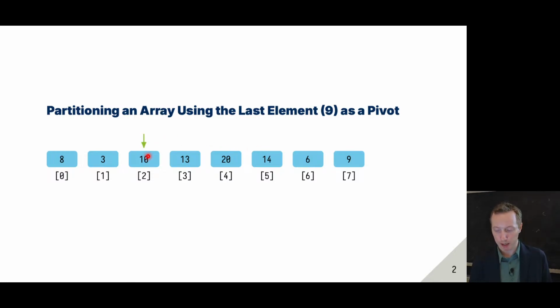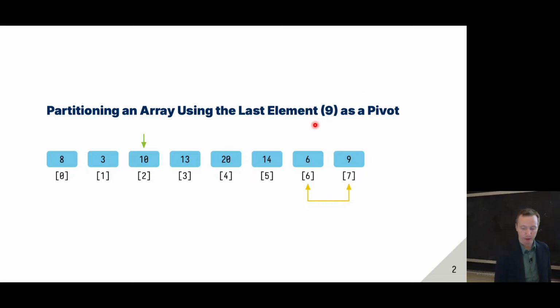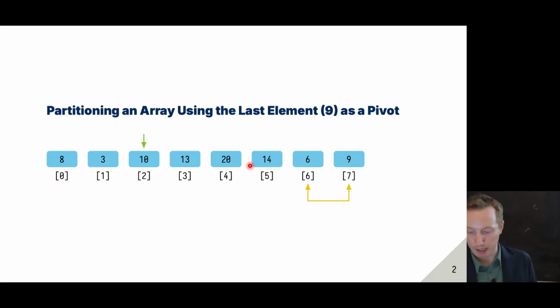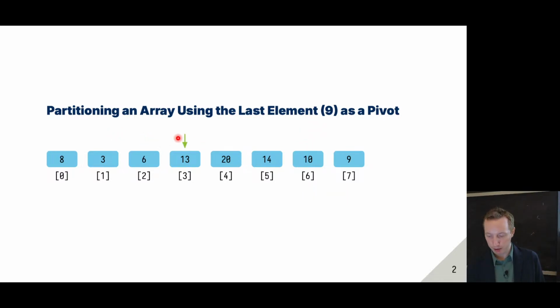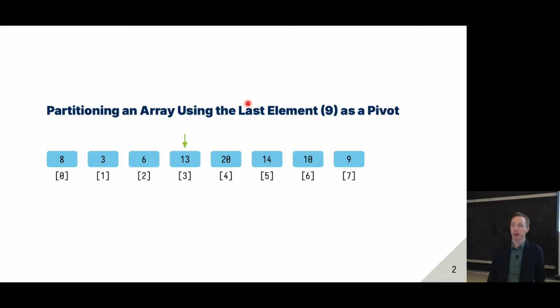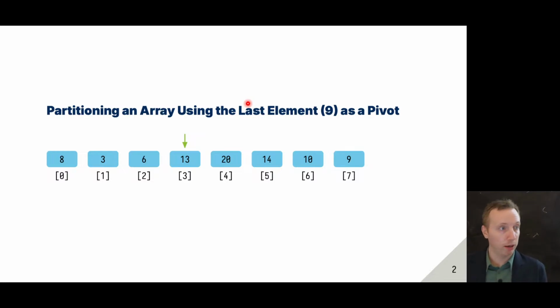So if we stop now, we would place 9 here, and then everything to the left is less than 9. All right, the last element we have to look at is 6, at index 6, funnily enough, and it is less than the pivot. So same thing, we swap that with 10, and then increment the green arrow, and then it looks like this. And now we're pretty much done. All we have to do is swap the last element with where it should go. So 9 should go where the green arrow is, so I swapped 9 and 13. So now it looks like this, and now it is successfully partitioned.